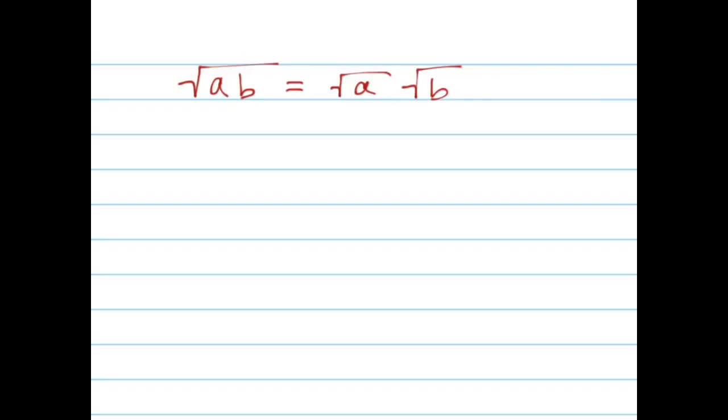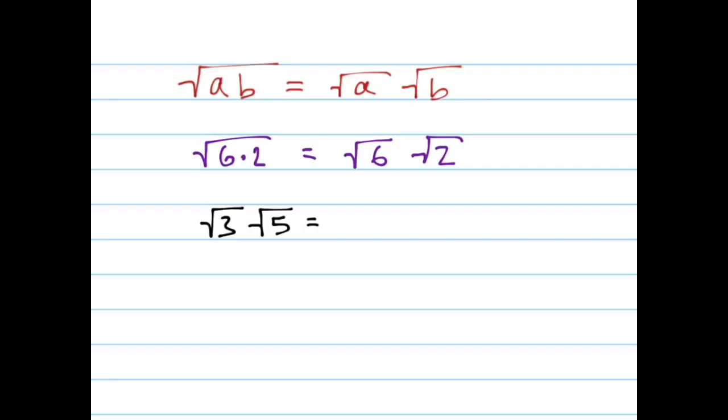So for instance, the square root of 6 times 2 could be separated into the square root of 6 times the square root of 2. And the square root of 3 times the square root of 5 could be combined into the square root of 15, because we can just multiply the numbers under the radicals. Make sense?